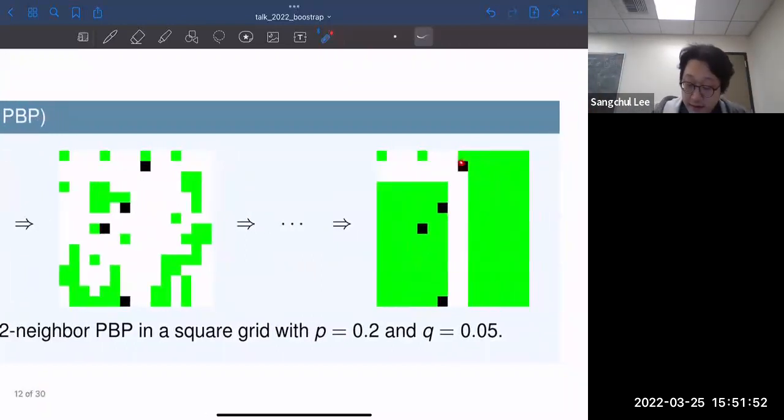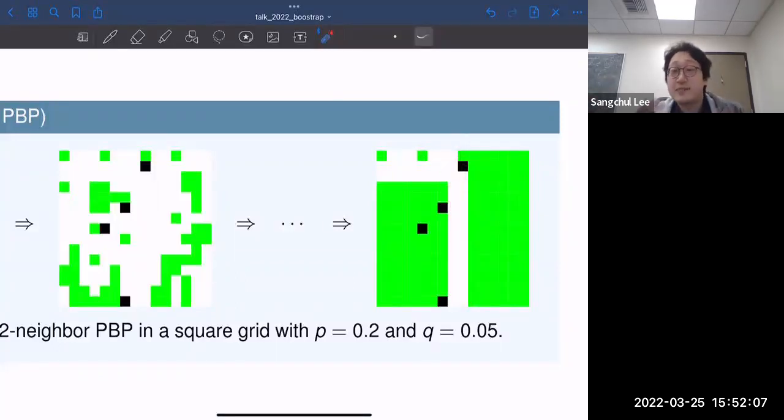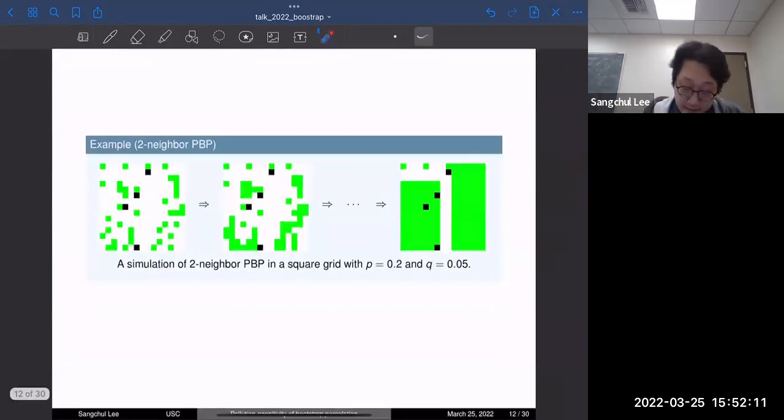Okay. Without the presence of the polluted site, first the growth will continue in this direction, and then it will fill this gap and continue in this direction. So this is actually preventing the growth in certain directions.